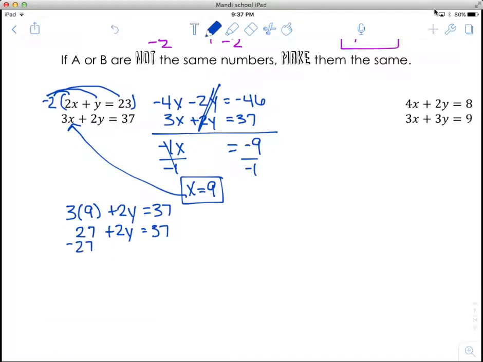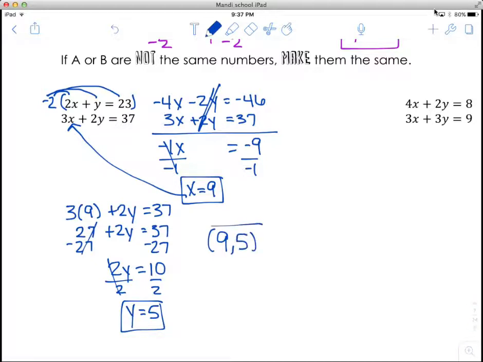Subtract 27 from both sides, so 2y equals 10. Divide both sides by 2. Y equals 5. Now remember, we want to make sure that we write this as a coordinate, x, comma, y. So 9, 5. That is the point on the graph where those two lines would cross if you graph them.